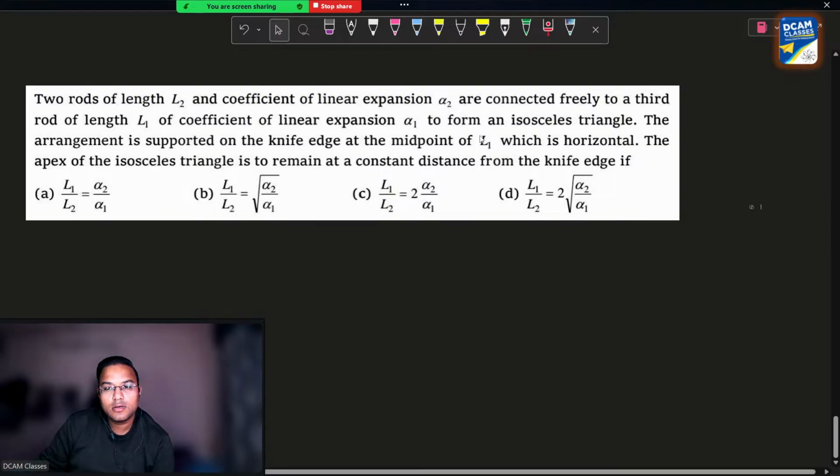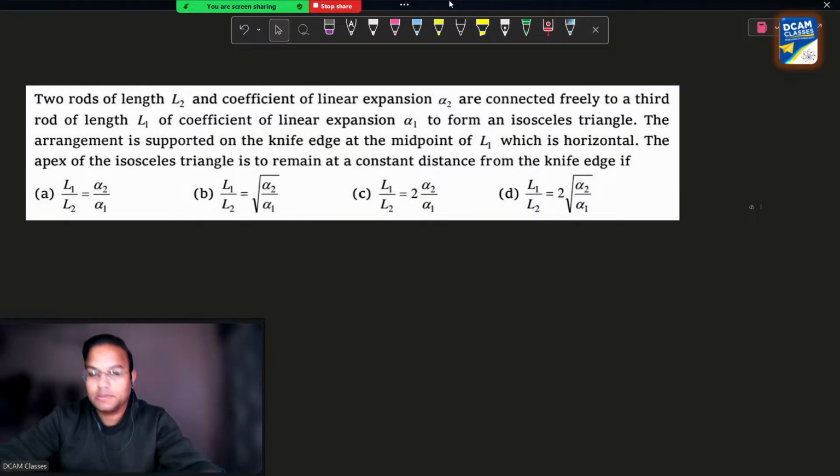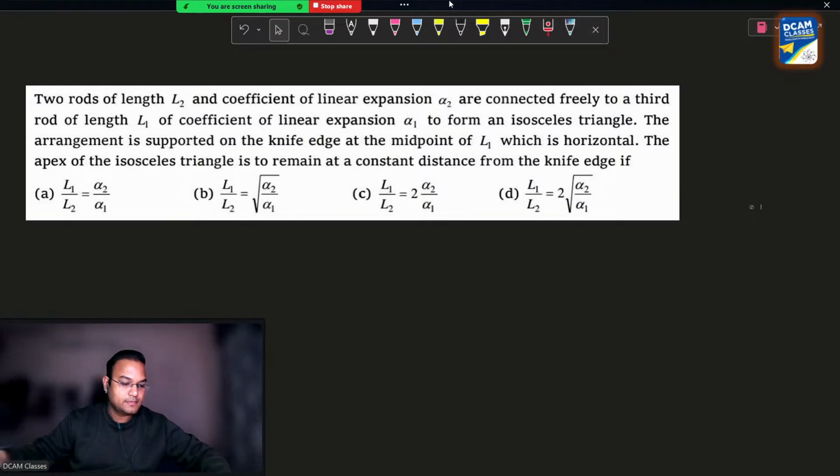Wait. Two rods. See, it is like this. Apex means the pointed portion. What is this pen? See, like this it is.